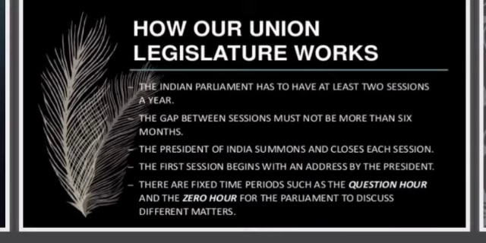How does our union legislature work? The Indian Parliament has to have at least 2 sessions a year. The gap between sessions must not be more than 6 months. The President of India summons and closes each session. The first session begins with an address by the President. There are fixed time periods such as question hour and zero hour for the Parliament to discuss different matters. So let's discuss those also.